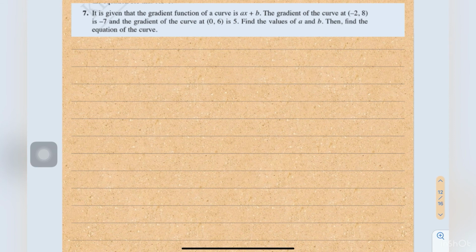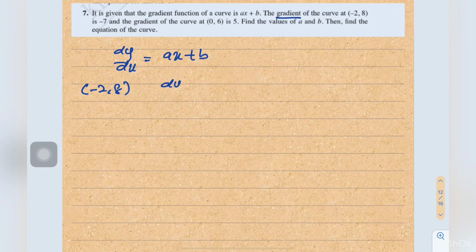Now we move to question number 7. It is given that the gradient function of a curve is ax plus b. So the gradient function dy/dx equals ax plus b. The gradient of the curve at (-2, 8) is -7, and the gradient of the curve at (0, 6) is 5. So now given 2 points. The first point, (-2, 8). dy/dx, we substitute x: -2a plus b equals negative 7. So here we have the first equation.